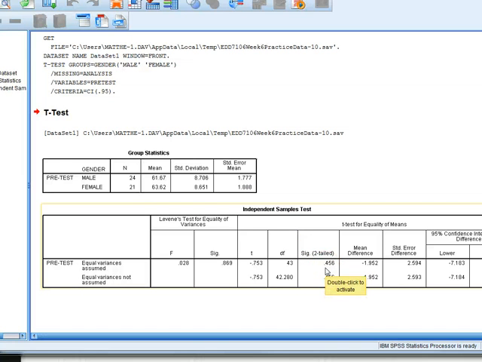Remembering that the difference here is you have two groups. We're segmenting, in this case, by gender, male and female. And so this is the independent samples t-test.